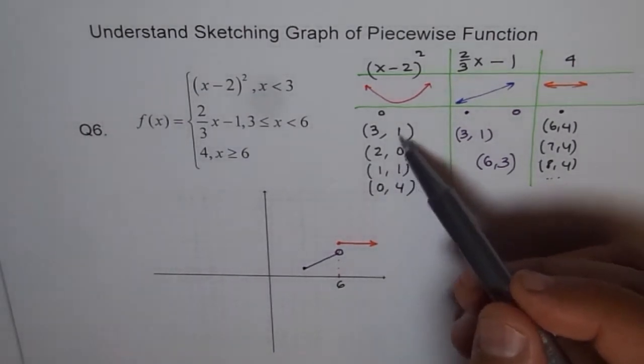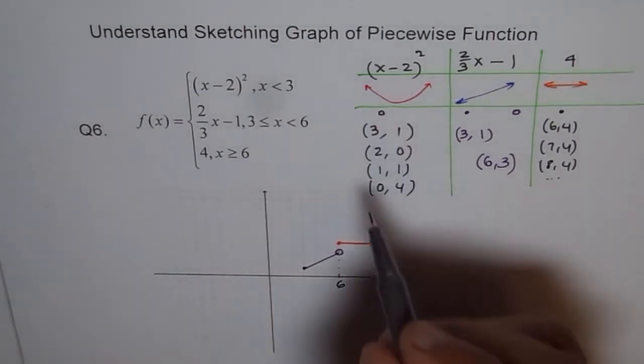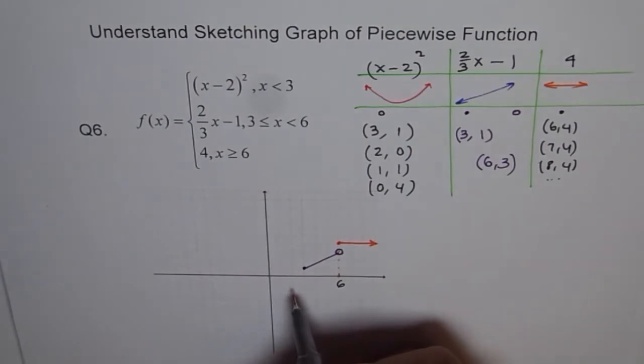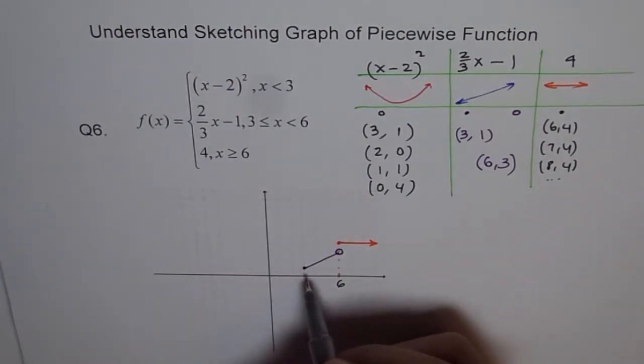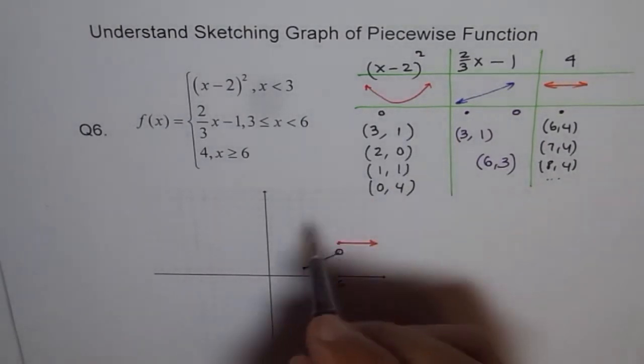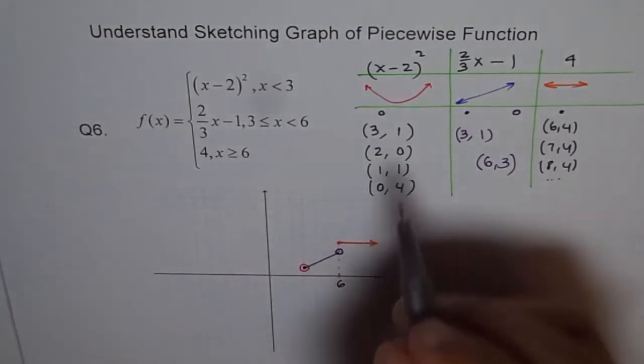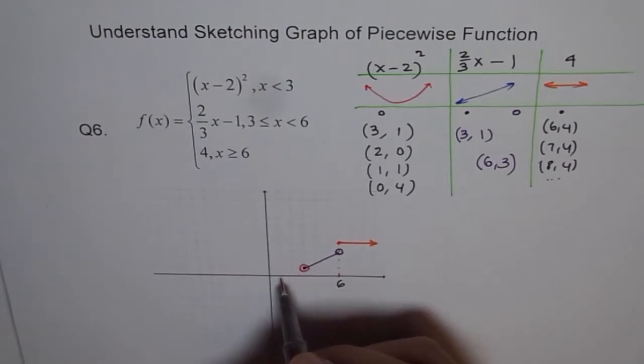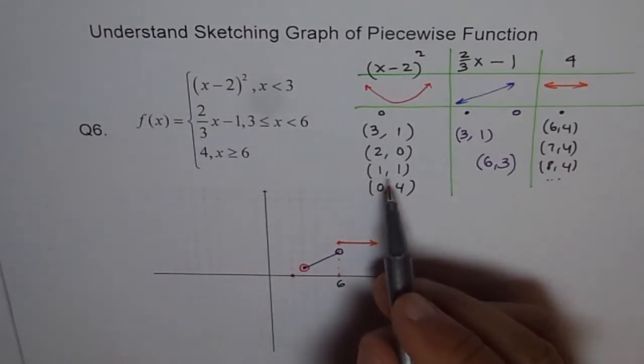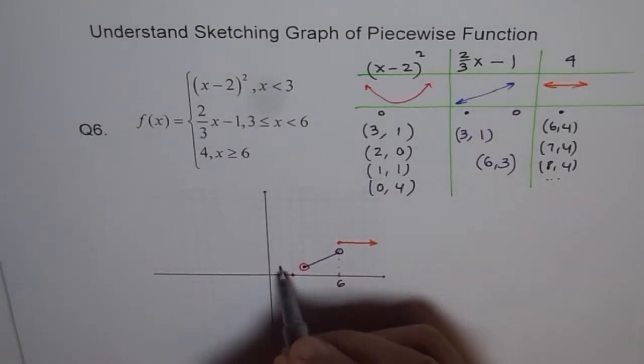Okay, so we already have a point of symmetry. That's good. Okay, 2, 0, 3, 1. So at 3, we have 1 that matches. Do you see that? So a hole, but it is continuous here. At 2, we have 0. So that is 2, 0. Perfect. 1, 1. So at 1, we have 1.